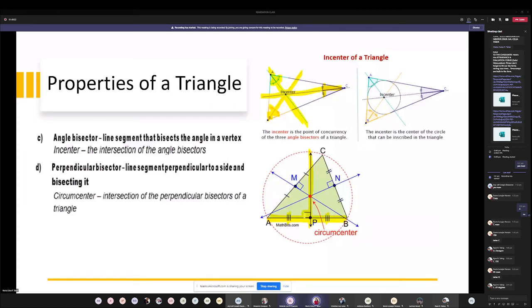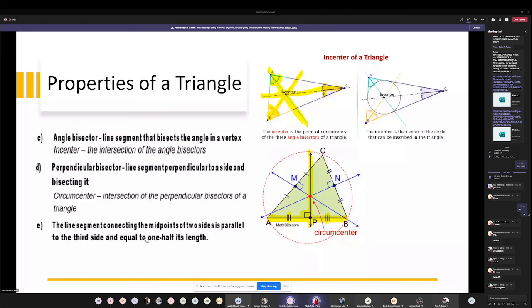But it does not come from vertex C, because in this case we cannot have all three properties in one triangle. So the perpendicular bisector is not passing through the vertex. And the intersection point of the perpendicular bisectors is called the circumcenter.